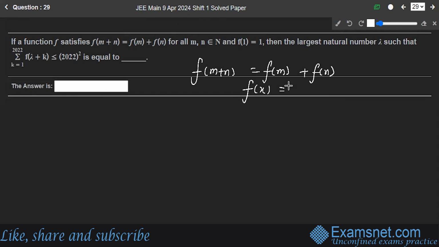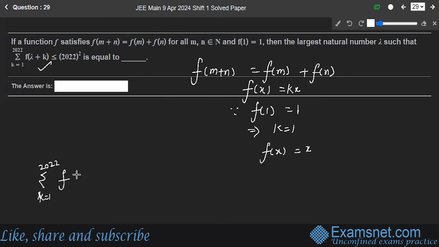Also, f(x) is equal to kx. Now, why is that? Because you are given in the question f of 1 is equal to 1. Here, if I take k is equal to 1, that means f(x) is equal to x. Now, let's get back to our summation. K is equal to 1 to 2022, f of lambda plus k is less than or equal to 2022 raised to power 2.